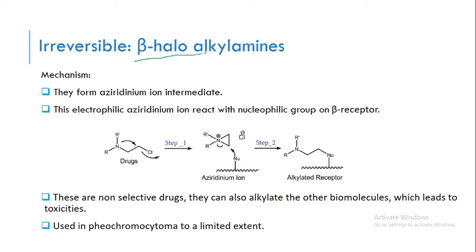Now irreversible, or you can say beta haloalkyne. So why is it called beta haloalkyne? For example, this is a general structure of the drug. This is the alpha and this is the beta. So at the beta carbon, chlorine is there. So it is called beta haloalkyl.